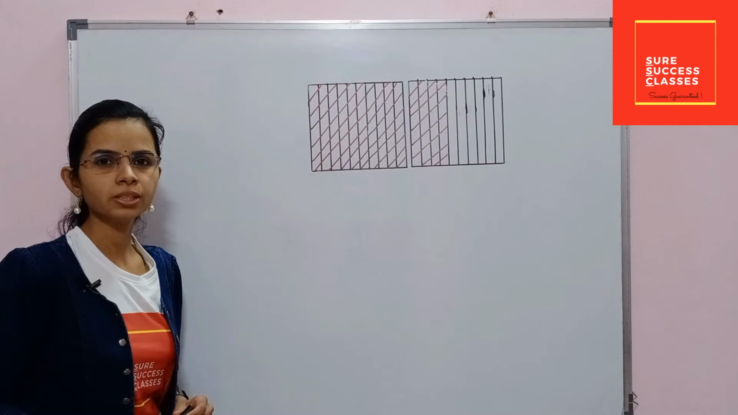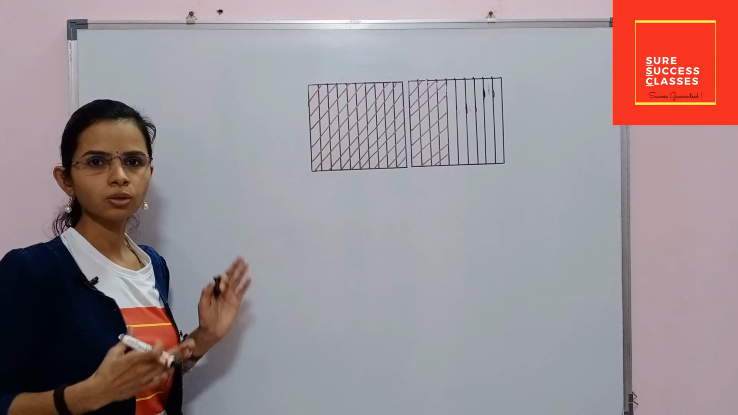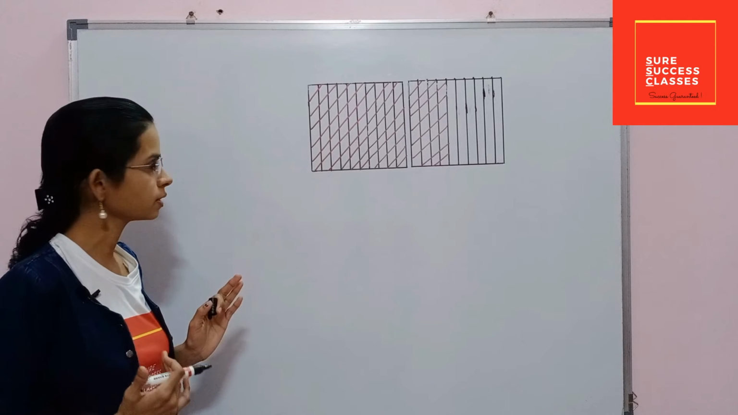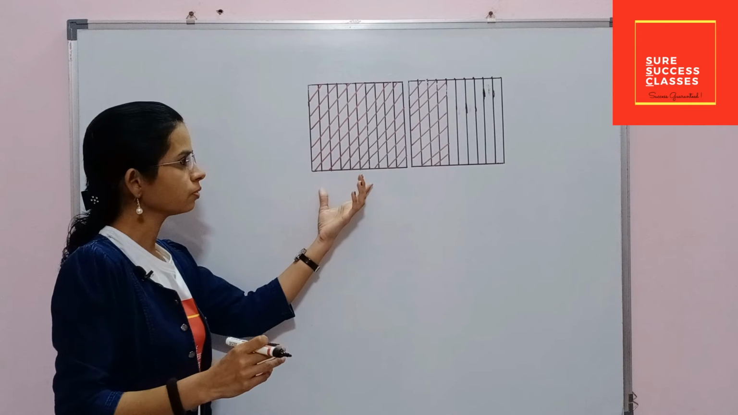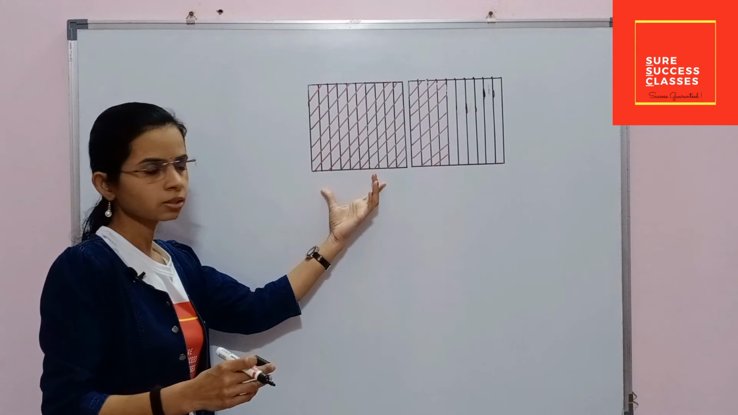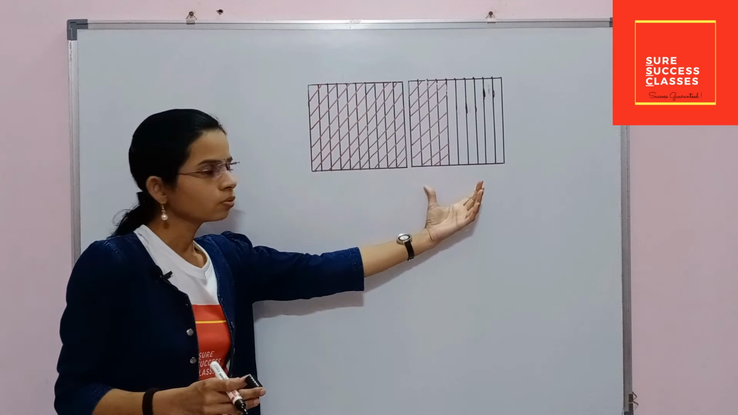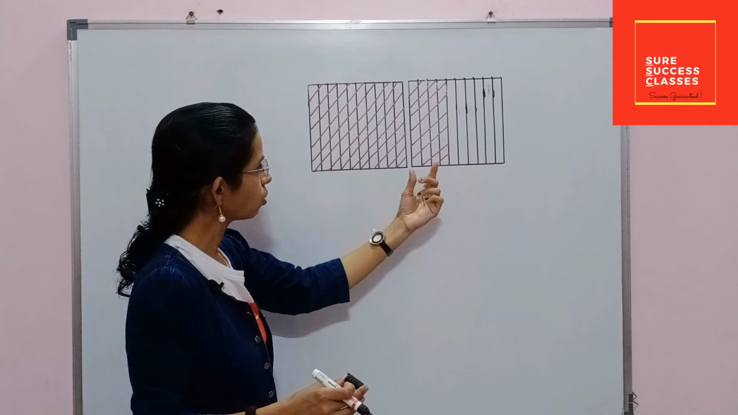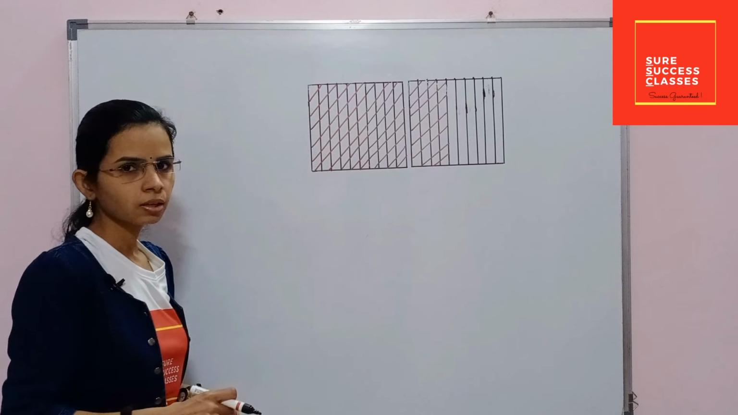Students, with the help of this example, we will try to understand how to write the whole part and fractional part in decimal form. So let's start. If you observe these figures, in the first figure, out of 10 equal parts, total 10 parts are considered, and from this figure, from 10 equal parts, only 1, 2, 3, 4 equal parts are considered.